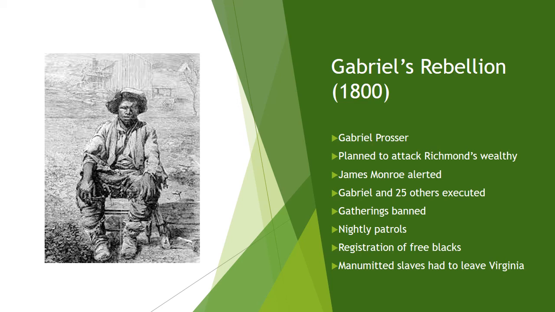Virginia lawmakers responded to Gabriel's plot by securing the state capital's arsenals, instituting nightly police patrols, outlawing slaves hiring out of their own time, banning slave gatherings, and prohibiting slaves from traveling without a pass from their masters. As a result of Gabriel's rebellion, restrictions were placed on free blacks as well. Free blacks and the independence they enjoyed were identified as an inspiration for slave rebellions.